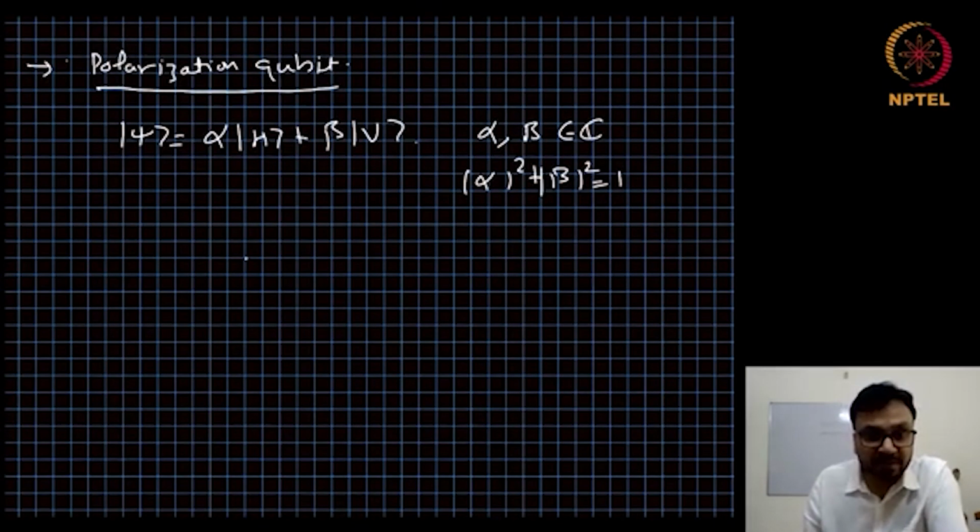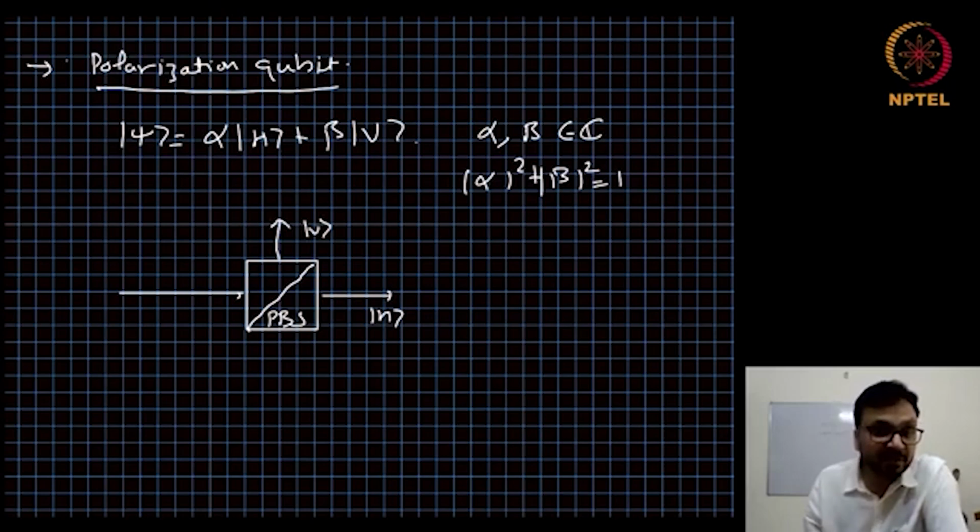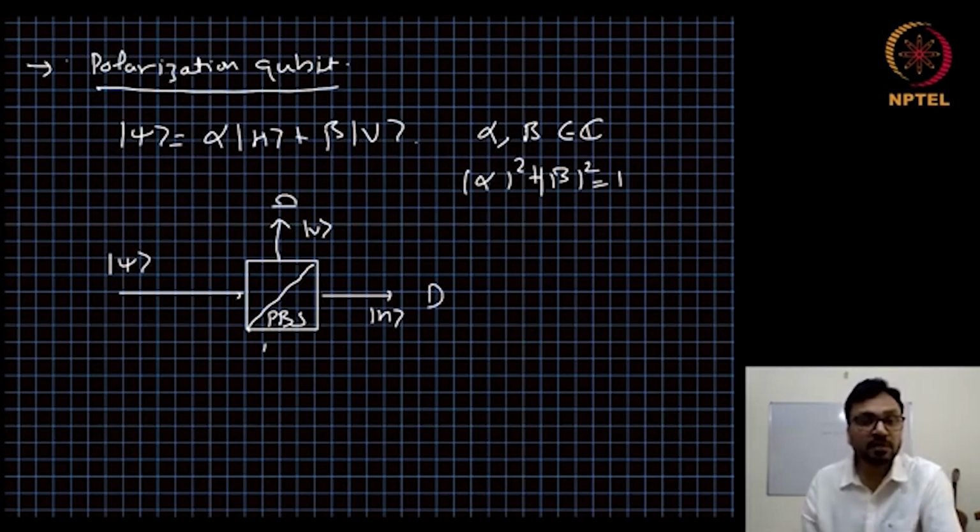Now we take a beam splitter, and this is a polarizing beam splitter. What it does is, if the horizontal polarization is coming in, it will let it go. And if vertical polarization is coming in, then it will reflect it. So vertical will go vertically up and horizontal will go straight. If we send state psi here, then H will go here and V will go there, and we perform measurements and we get the |alpha|^2 and |beta|^2.